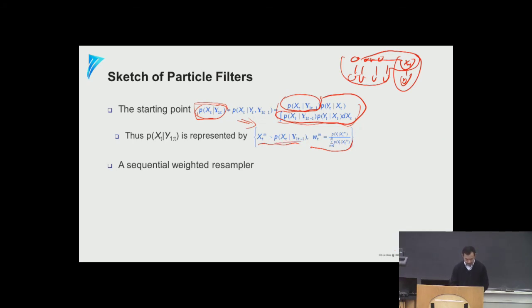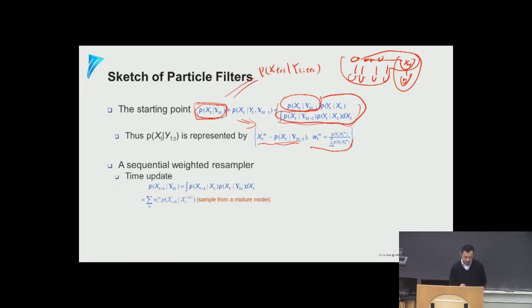And our goal is to allow inference in the form that if we know this already, which means that we have all the samples and weights like that, how can we move into the next one, xt plus 1 given yt plus 1? How do we do that? It's very interesting. So let's see.